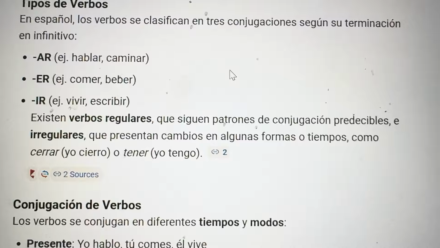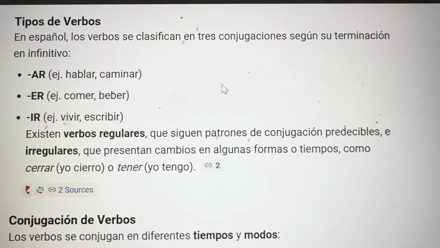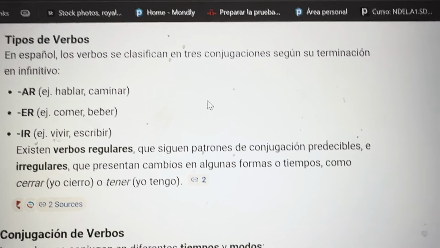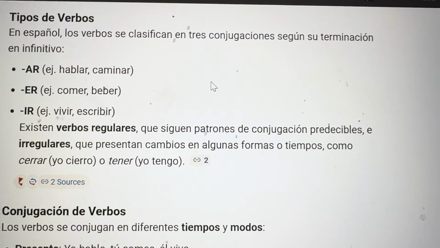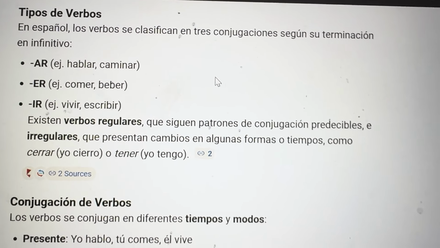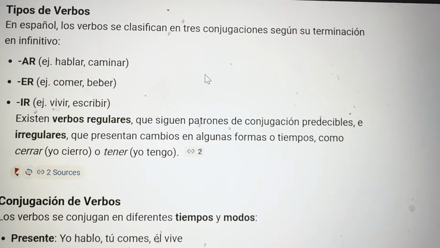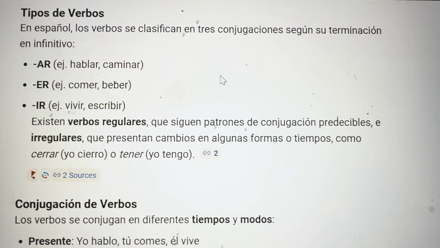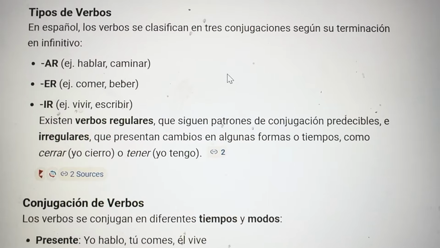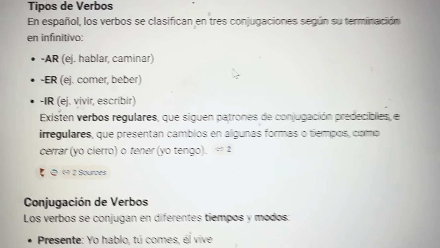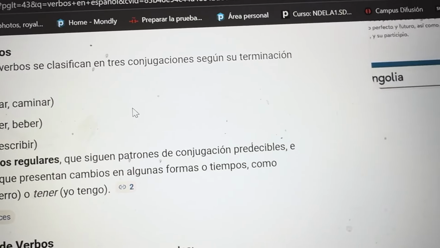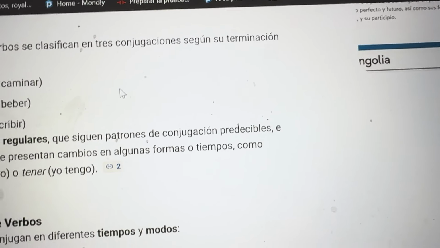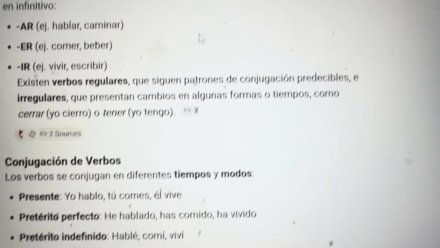Now you must be wondering, what is actually a verb? What is a verb in actuality? Verbs are anything that describes an action. So for example, when you say I speak, you speak, he, she speaks, all these are actions that you do, right? Speak, eat, talk, sleep, anything that you do is a verb.